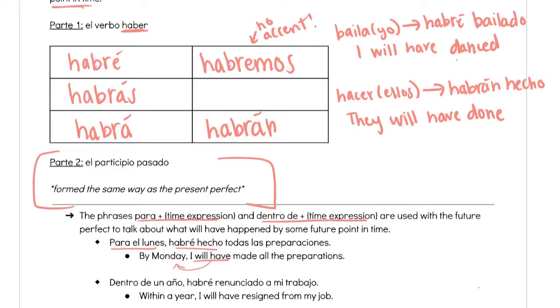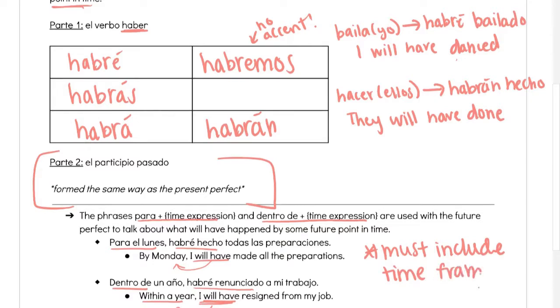Or if you have dentro de un año habré renunciado a mi trabajo. Within a year, I will have resigned from my job. So by incorporating the future perfect here, it makes sense to have a time frame. You definitely should include a time frame when you're writing sentences using the future perfect. The easiest way to do that is to stick a para plus time expression or dentro de plus time expression in your sentence. And that's that.